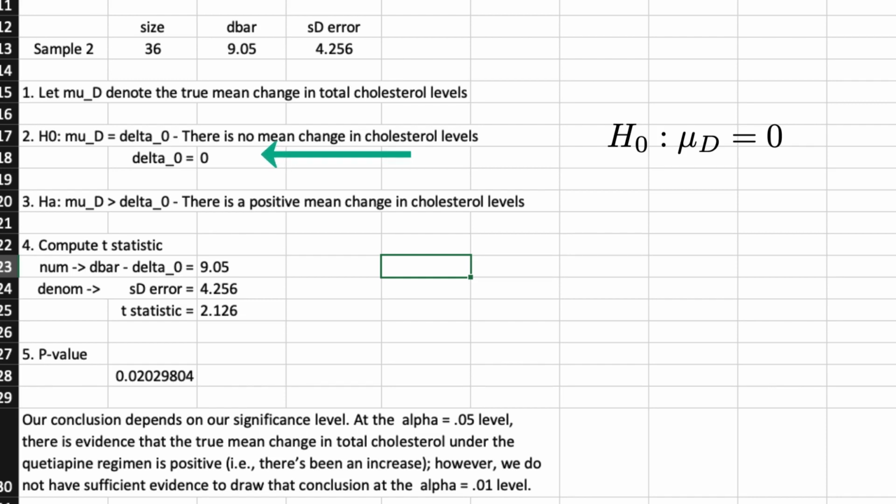All right. My alternate hypothesis is that there is positive change. There is some change in cholesterol levels. And so that tells me that mu sub d is going to be greater than delta naught here. And that's my number 3.